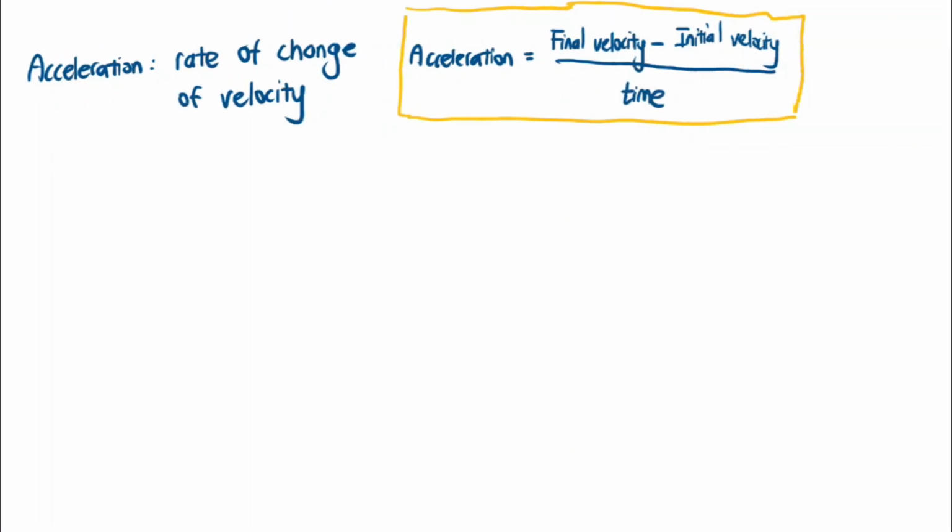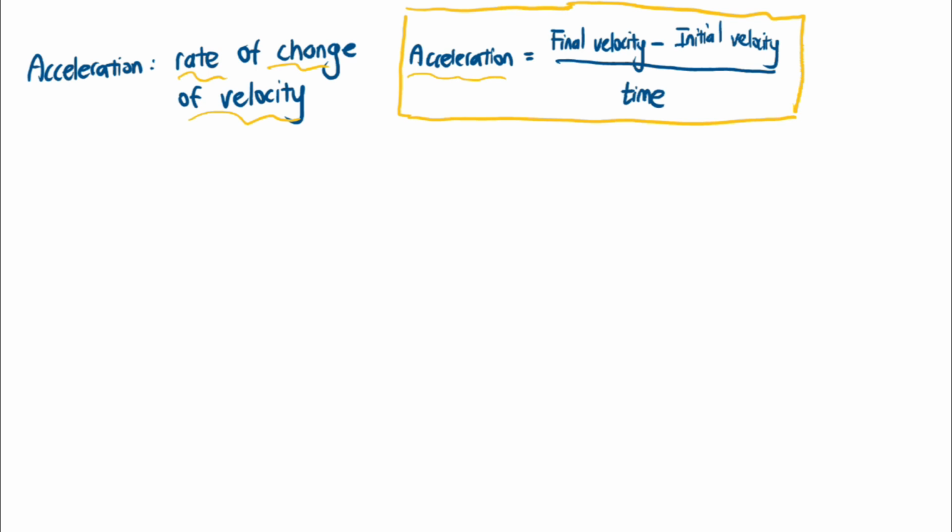Hi everybody. In this video, we'll discuss an alternative way to understand acceleration a little better. In general, the definition of acceleration is the rate of change of velocity. And if you intend to calculate acceleration, we can use this formula: acceleration equals final velocity minus initial velocity, divided by the time taken.